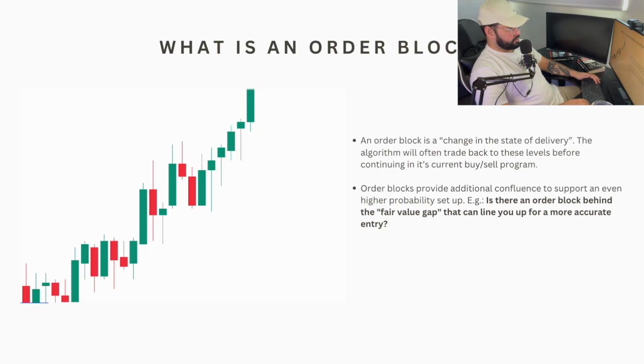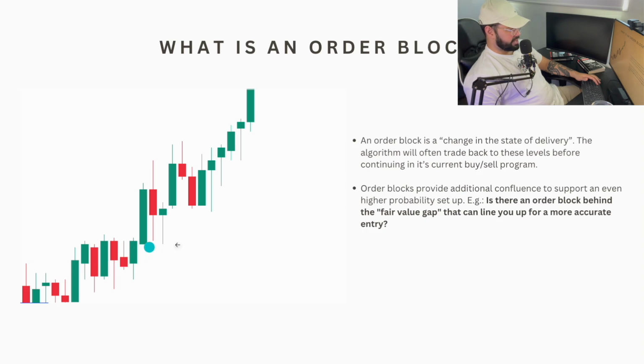So what is an order block? An order block is a change in the state of delivery. The algorithm will often trade back to these levels before continuing in its current buy or sell program. So what does it mean by change in state of delivery? Well, as you can see to the left here, I've got an example. I actually took one of my trades off this setup on Thursday, and I used the order block.